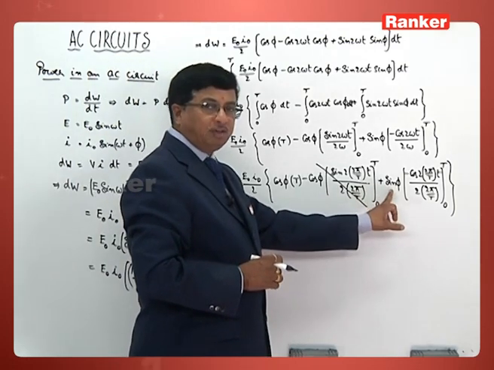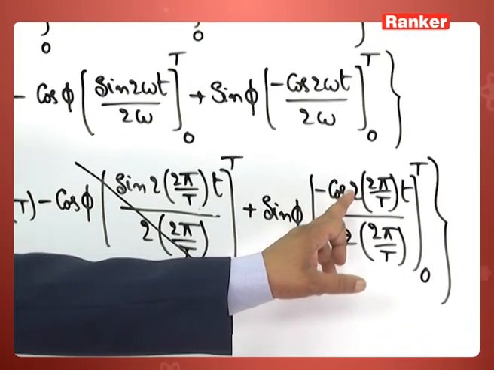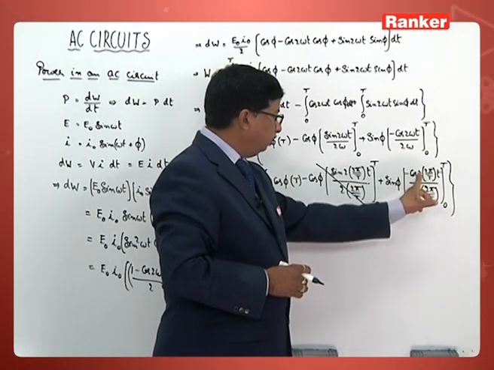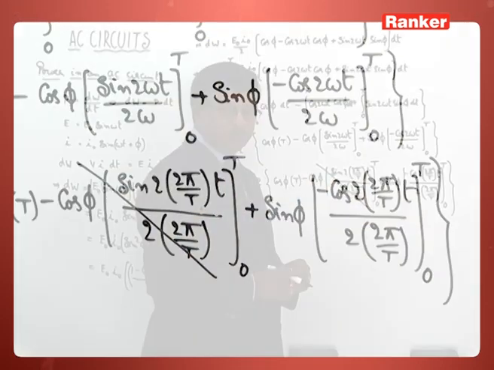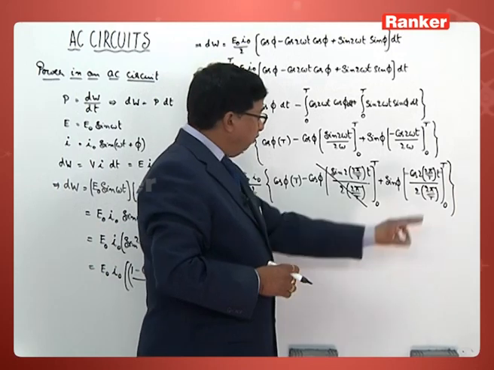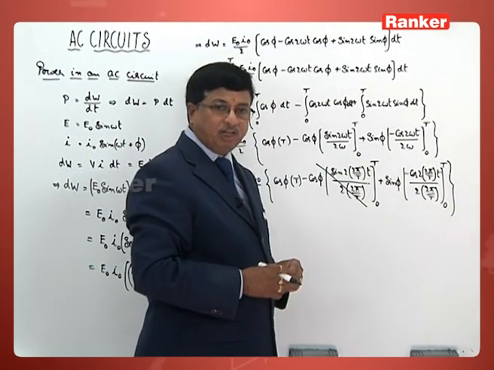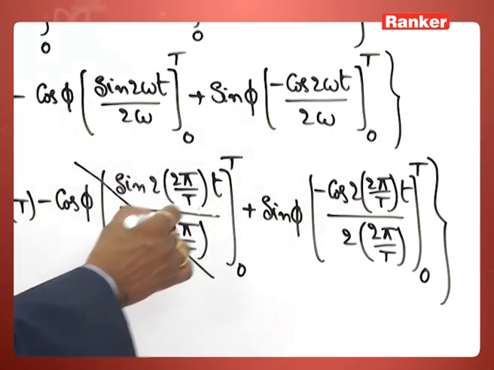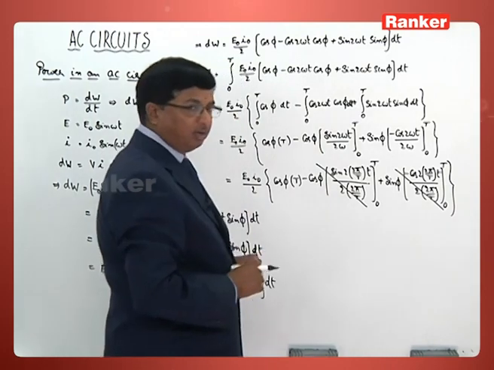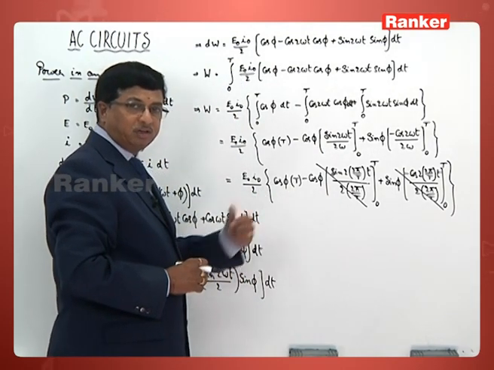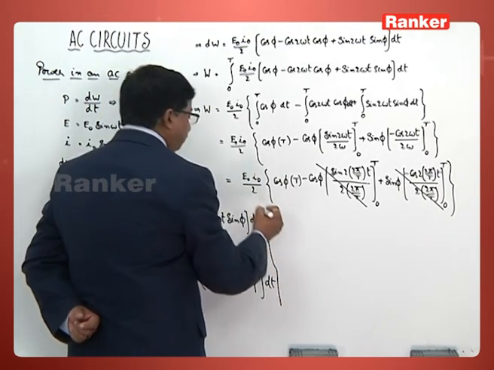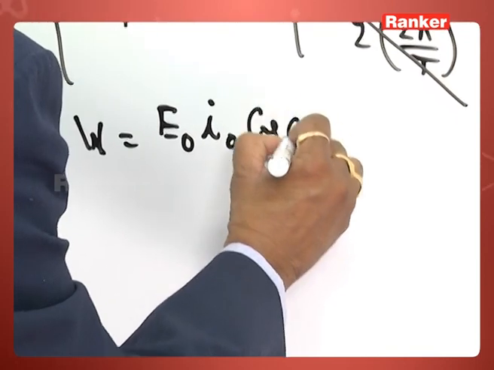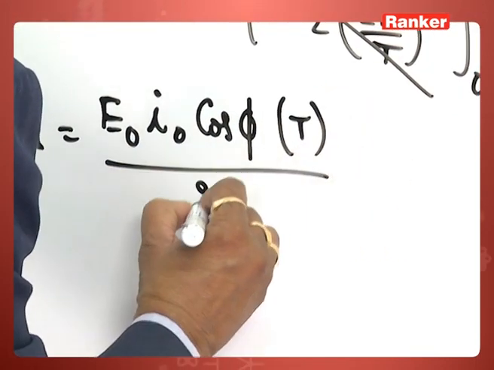Now check the second one, the last term in this order. Minus cos 2 into 2 pi by t into capital T, when I write upper limit when I substitute, it becomes minus cos 4 pi, that no doubt becomes minus 1. When I substitute 0 in place of that value of t, that's a lower limit, now you will be getting plus 1 there, so that again this will be 0. So these two, they get cancelled. What now is remaining? Just look at it. So what is the ultimate result we are getting from this? Work done is equal to E naught I naught cos phi into t by 2.